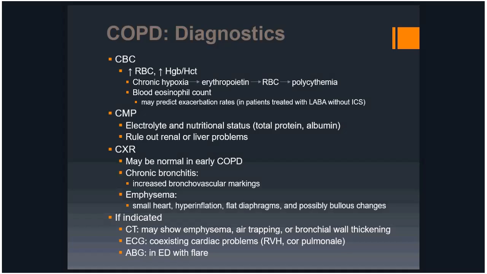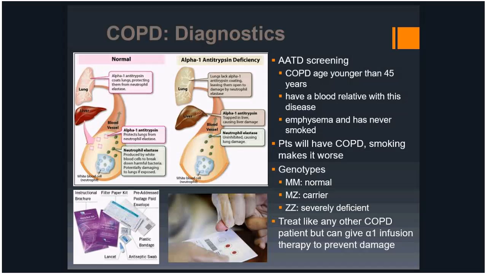So in other words, these are not tests that you would order routinely. If indicated and the CT is needed, you may see the emphysema, air trapping, or bronchial wall thickening. On ECGs, there may be some coexisting cardiac problems. We already talked about the right ventricular hypertrophy that contributes toward the pedal edema or the cor pulmonale. Again, the ABG would be used in the emergency department with a flare. The other thing that's important in diagnostics with COPD patients is the alpha-1 antitrypsin deficiency. So that is the AATD screening.